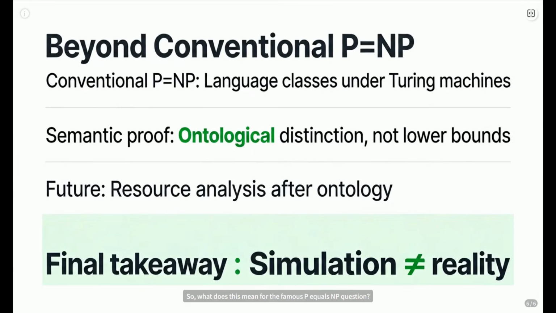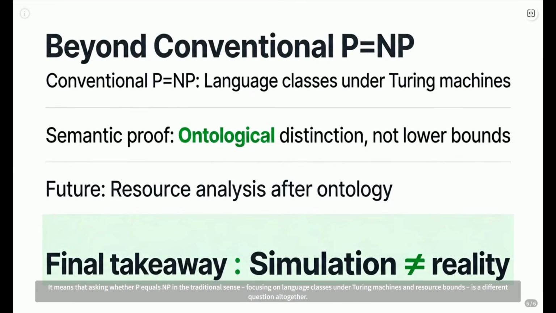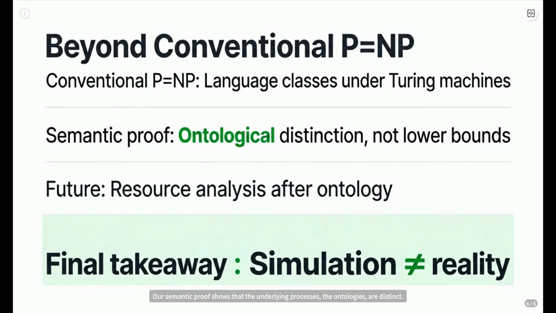So what does this mean for the famous P equals NP question? It means that asking whether P equals NP in the traditional sense, focusing on language classes under Turing machines and resource bounds, is a different question altogether. Our semantic proof shows that the underlying processes, the ontologies, are distinct. Whether conventional P equals NP holds or not is still open, but it doesn't negate this deeper structural difference.